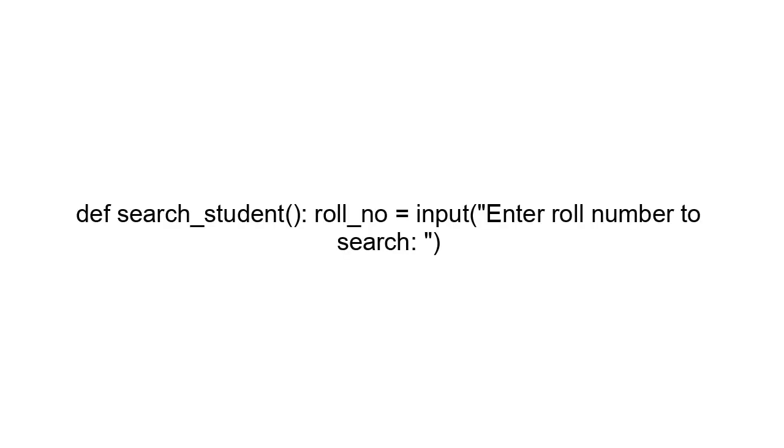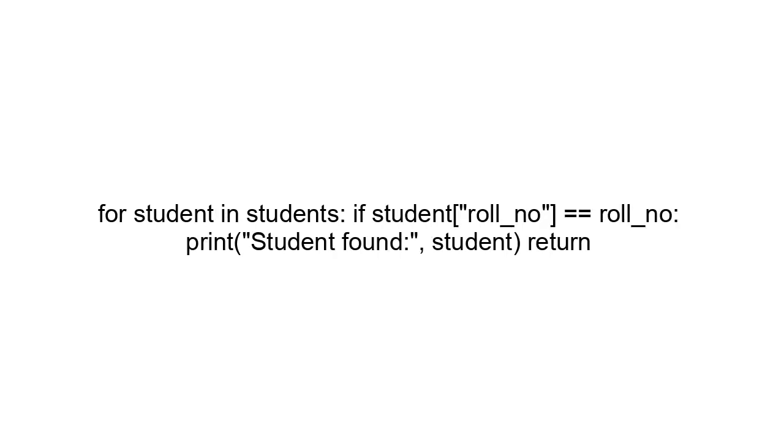Search student feature. The program can also search for a student by roll number. Example: def search_student(): roll_no = input("Enter roll number to search: ") for student in students: if student["roll_no"] == roll_no: print("Student found:", student) return print("Student not found"). This helps users quickly find a specific student record.